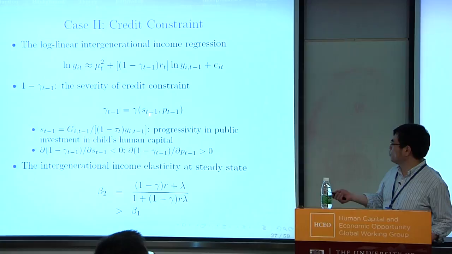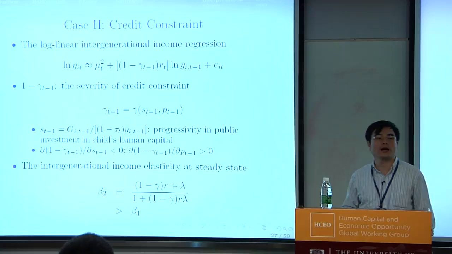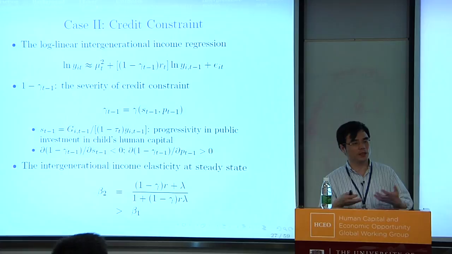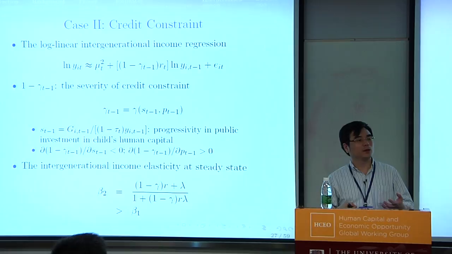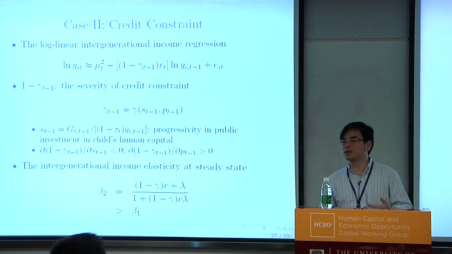And again, we can walk through how government spending, G T, affects S T, and S T affects this gamma. So basically, government subsidy to education can help relax the credit constraint. That's the basic notion. So if the local governments are very poor, there is not enough subsidy, whereas education costs increase a lot, then actually the credit constraint can become more serious during the reform process.